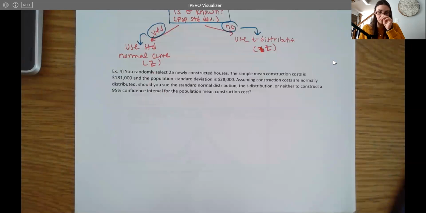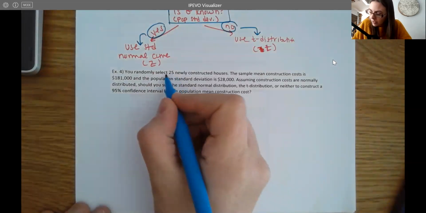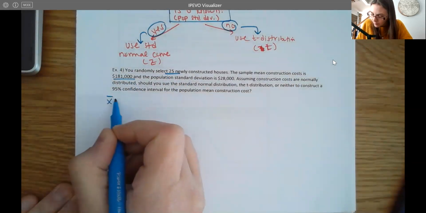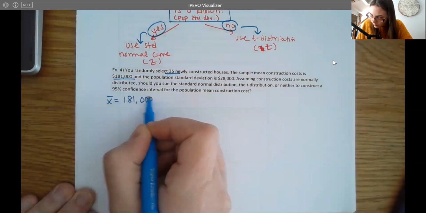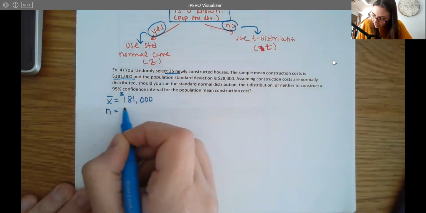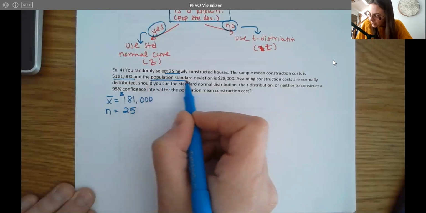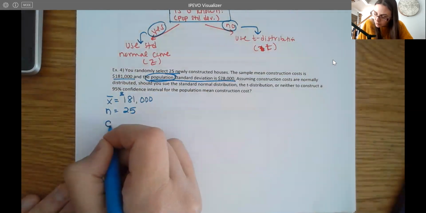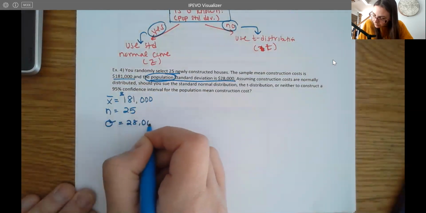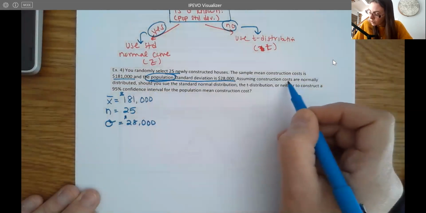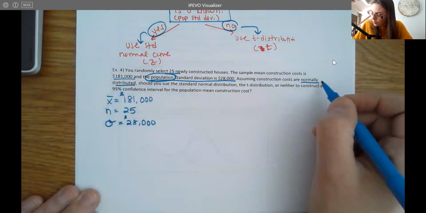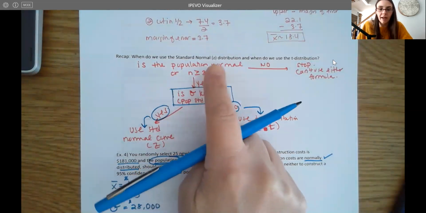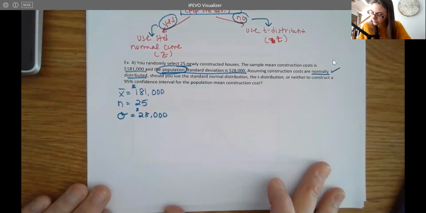So one last example. Let's say you randomly select 25 newly constructed houses. The sample mean construction cost is $181,000. So n is 25 here, 25 houses. The population standard deviation is 28,000. Notice it says the population standard deviation, so sigma is 28,000. We're going to assume construction costs are normally distributed. So we're all set for this first check. Our size was small, only 25, but the population is normal, so we can proceed.